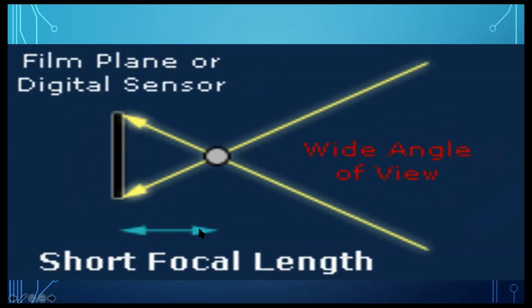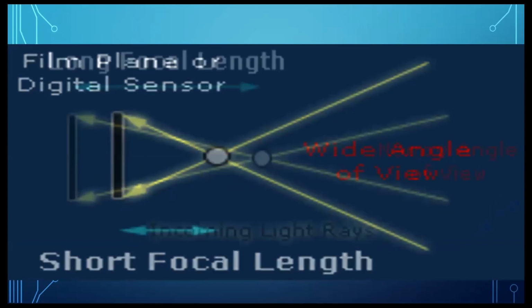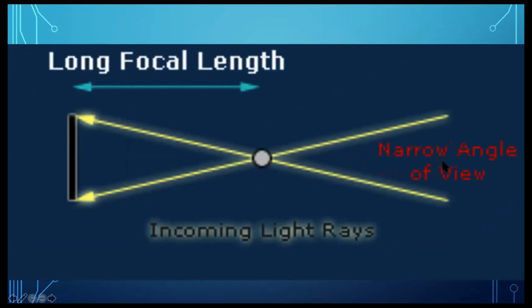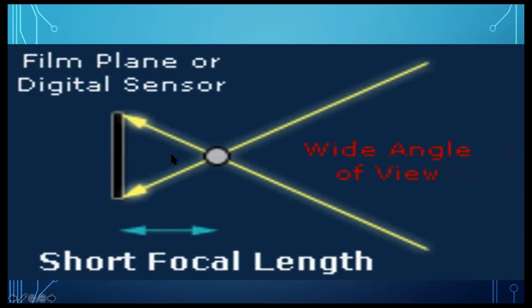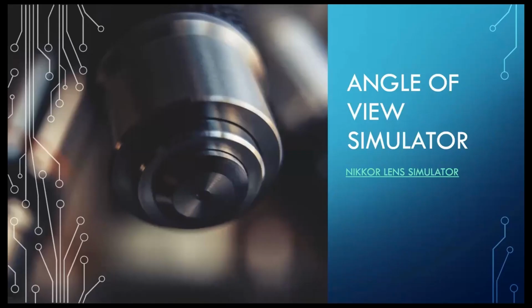Well, the byproduct of those two things is by having a longer focal length, you get a narrower angle of view, but because you have more glass, you have more magnification, which means you can see things further away. Back here, you have less magnification because there's less glass physically in the lens, but you get a wider view, right? Let's have a look at this simulator.